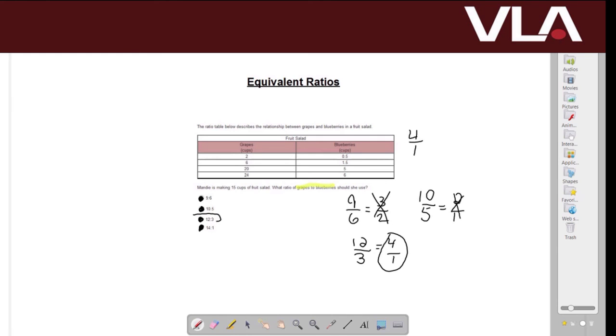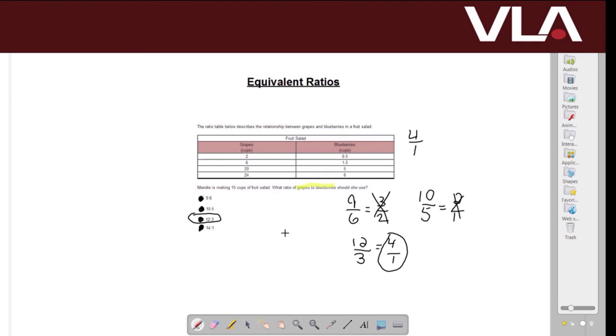So you're looking for the ratio from our choices that has the same ratio as what we calculated. I could have picked any one. I could have done 2 divided by 0.5, and that would still give me my 4 over 1. So now I just have to match that up to any of these.